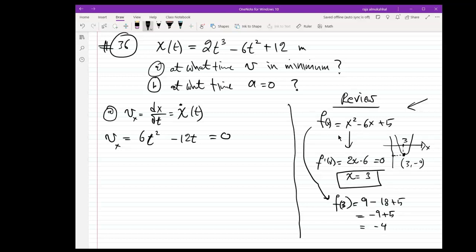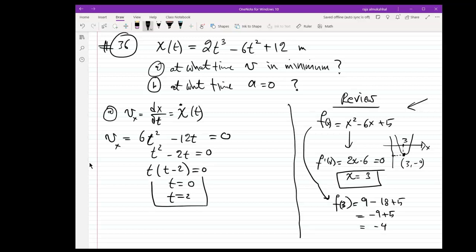And then we solve for t. When I solve for t here, I divide everything by 6 and get t squared minus 2t equals 0. So t times (t minus 2) equals 0, so t equals 0 and t equals 2.